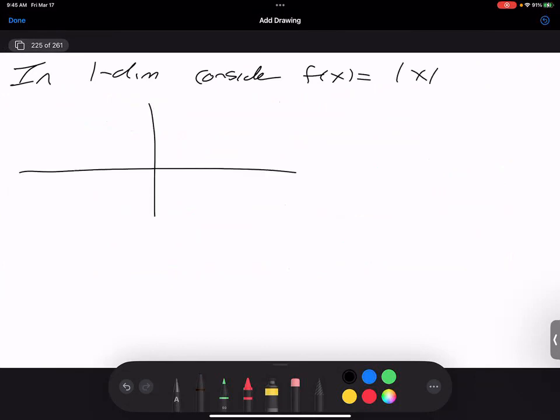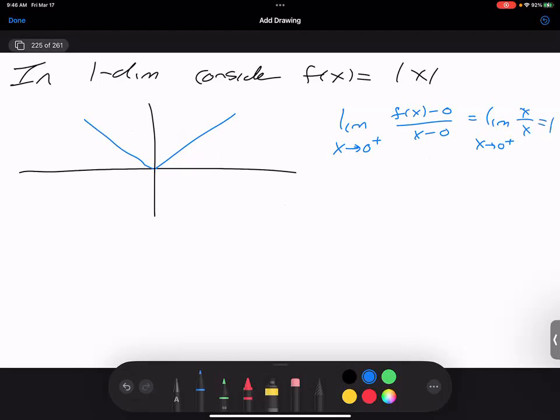This is not a hard function for me to plot, which is why I actually have a chance of doing it well. If I look at the limit as x goes to 0 from above, the plus means from the right, so I'm coming in this direction, I would get f of x minus 0 over x minus 0. The absolute value of x is just x. I get x over x. This is 1.